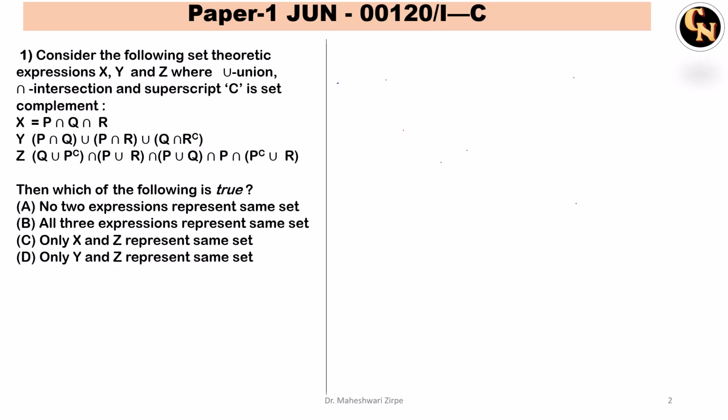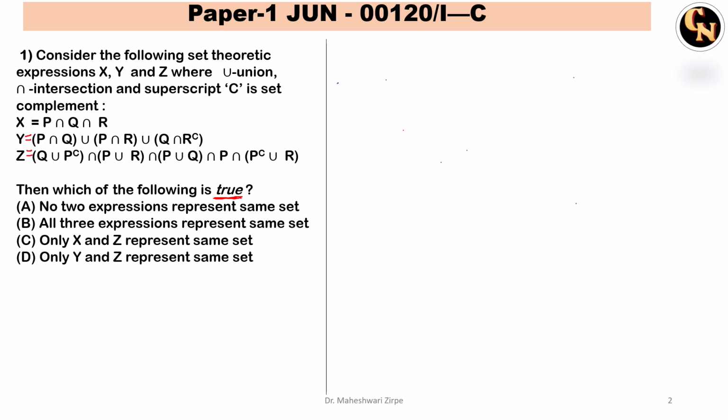Consider the following set theoretical expression XYZ where U is the union, intersection is given by this symbol and superscript C is the set complement. Okay. So this example, if you can see, it is based on set theory. There are three expressions given to us, XYZ, and we have to see the options A, B, C, D, and find which is the correct one. They have asked which is the true statement.